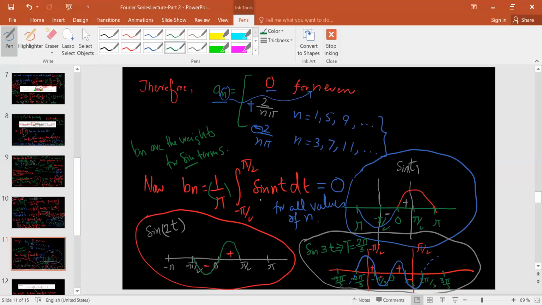Now, if you look into sine nt behavior, when I put n equal to 1, this becomes sine t, and if I draw it, it looks like this. It has a period 2 pi. Keep in mind the period of sine t is 2 pi. So my interest is only between minus pi by 2 and plus pi by 2.